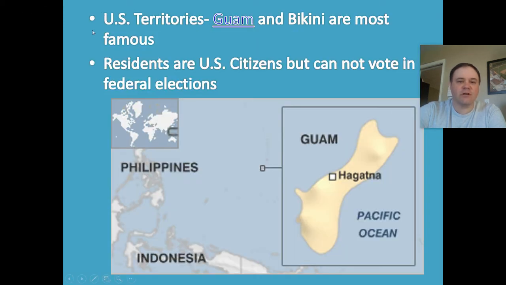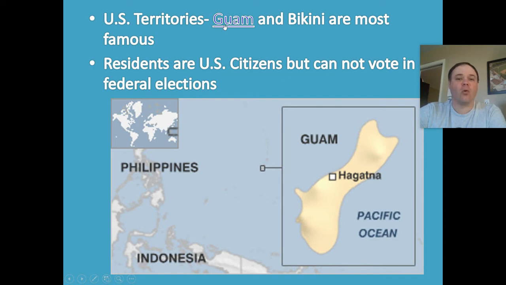Some U.S. territories in Micronesia that you've heard of. Guam is one. We'll see a video link on that later. If you remember back to modern America or growth of America, we took over Guam during which war? That's right, the Spanish-American War. And then Bikini Atoll, and we'll talk about why Bikini is also famous.